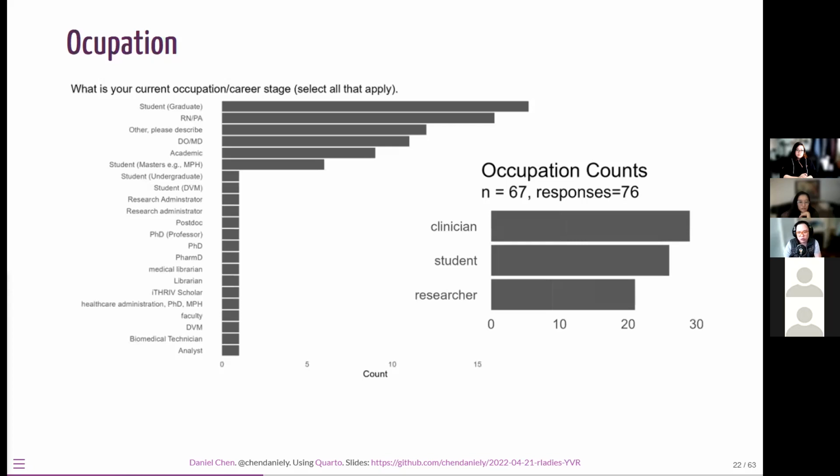So who are the people that took the survey? The survey was given out to a bunch of people who are subscribed to some kind of biomedically related listserv. On the left, those are the actual self-reported occupations. I gave them a bunch of options for their occupation, and then I grouped those together into 3 groups: clinician, student, and researcher.